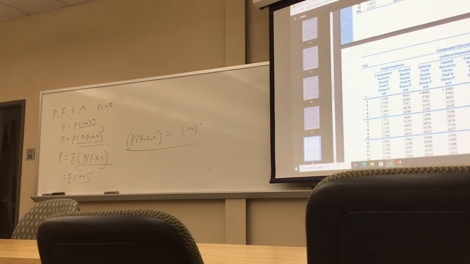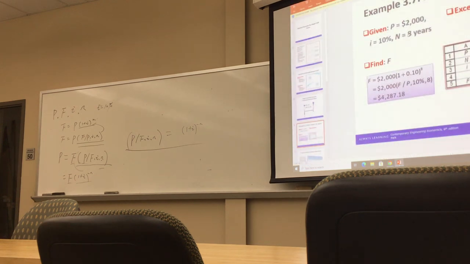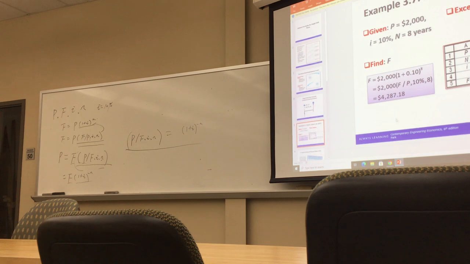7, 8, 9, 10% here. Okay, we come here, 10%. And so the years A is 8, okay? Then we go to eight. Here is A, okay? Here eight here. Then the value is 2.144. 2.144, okay? For this one.